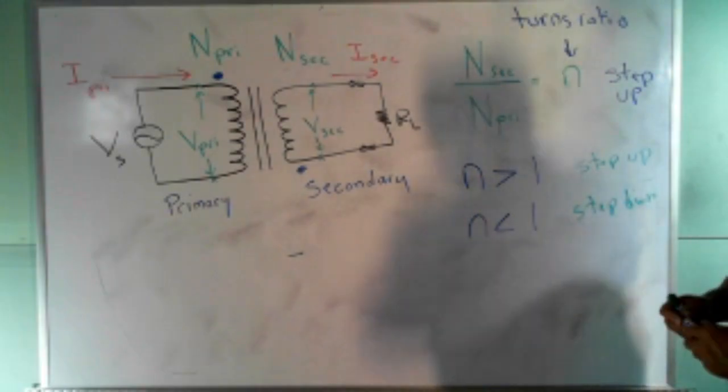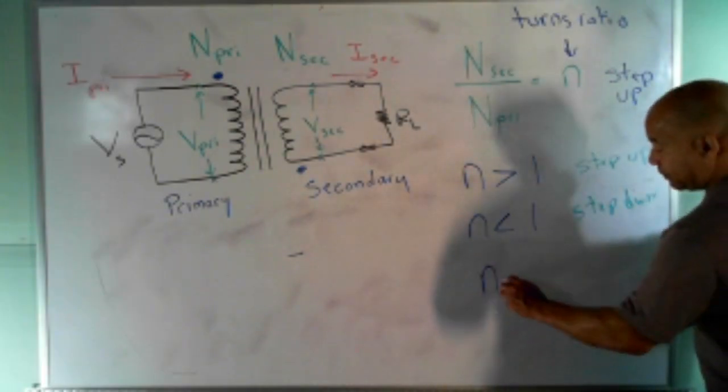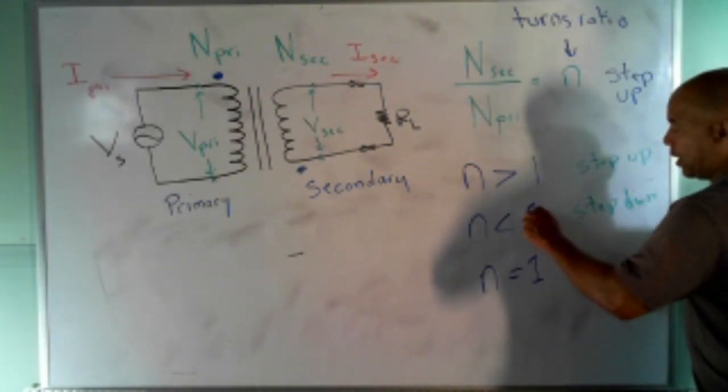Now the third situation I can have is this. If n equals 1, what does that mean?